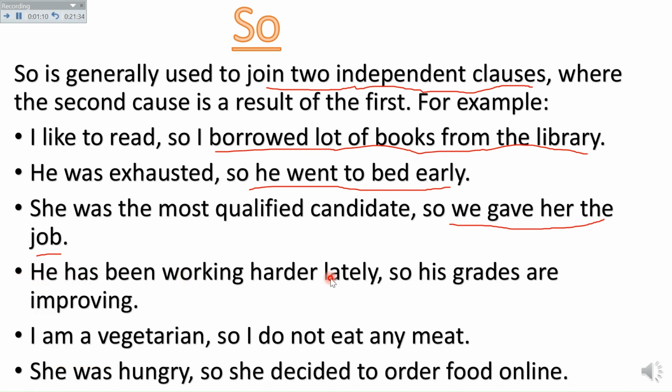She has been working harder lately, so her grades are improving. So "her grades are improving" is the result of this clause, that she's been working harder lately. I'm a vegetarian, so I do not eat any meat. Why do I not eat any meat? Because I'm a vegetarian. So this is the result of this one. I do not eat meat. She was hungry, so she decided to order food online. So she was hungry. So this clause is the result of this clause. So she decided to buy the food online.